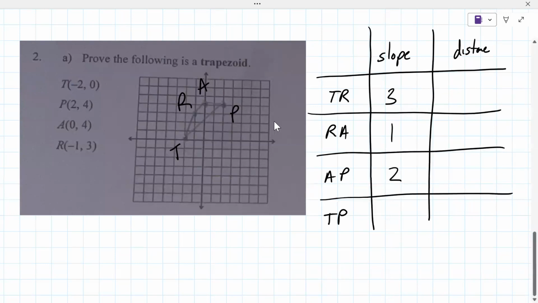How is that 2? Just counting the boxes. Okay, but it's rise over run. Oh. And it's also horizontal. Would it be negative 2? No. Okay, so let's back up. How did you get T to R is 3? T to R 3, I was just counting.